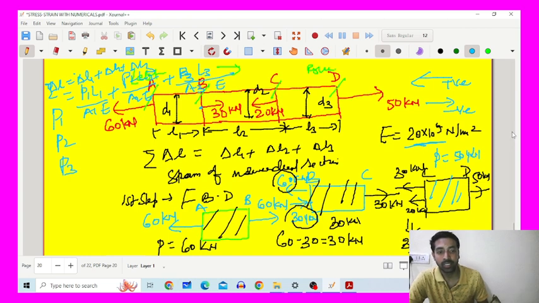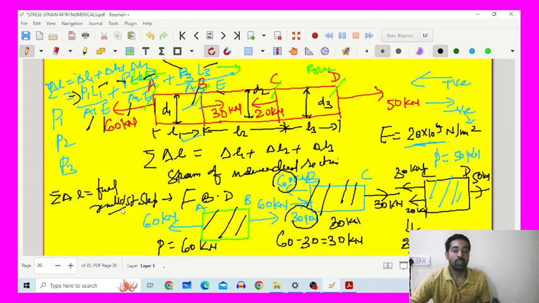E is given as 20 into 10 to the power 9 Newton per meter square. You can convert it: if it is in meter square, convert it to mm square, or if the lengths and diameters are given in mm, you can consider Newton per mm square. What is required now is to substitute the values of P1, L1, A1 and E, P2, L2, A2, E, and P3, L3, A3. Substituting the values, you will get the net change in length of the bar.